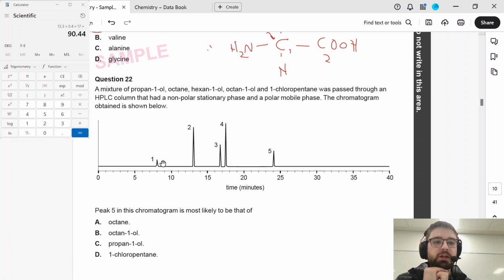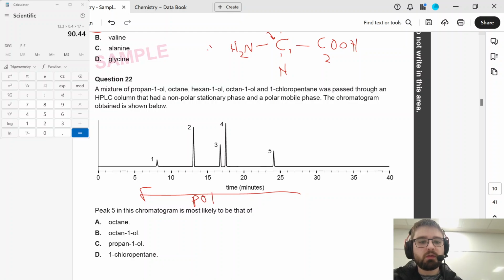Okay, we've got a chromatogram. Alright, propan-1-ol, octane, hexan-1-ol, octan-1-ol, and 1-chloropentane. Okay, interesting. They had a non-polar stationary phase, so the basic, and a polar mobile phase. So the more polar it is, the further it'll be to the left here. So we've got 5 peaks and we've got 5 chemicals. That's good. Peak 5 in this chromatogram is likely to be that of, so what's the slowest one, i.e. the least polar? And octane has no polarish groups on it, so that's definitely going to be the least polar.